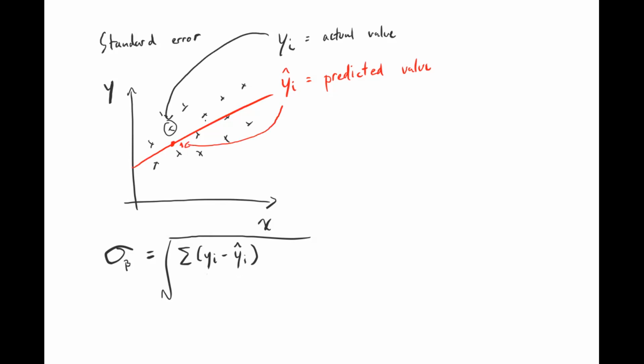Yes, there is a square. I'm not quite there yet. I stopped writing in the middle of the equation to explain yi hat. But yes, there's a square there. N minus 2 divided by xi minus x squared.